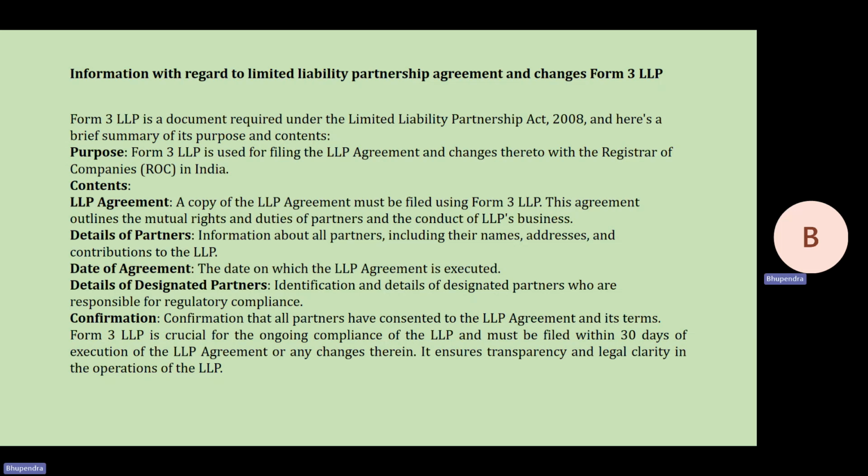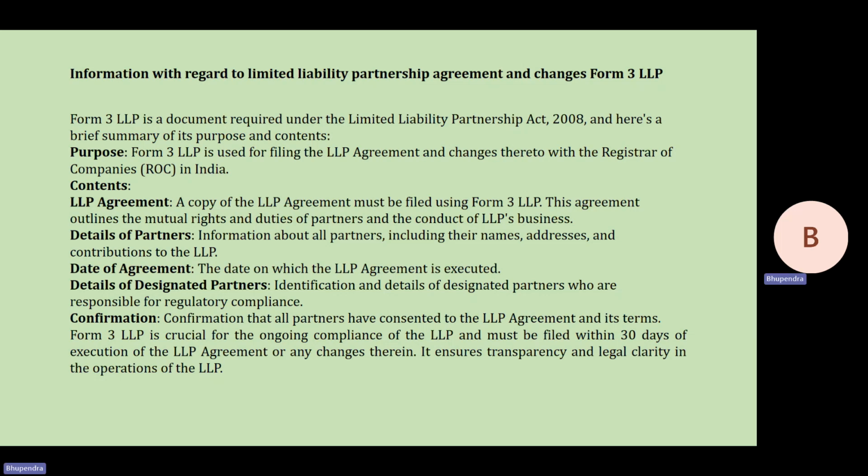Next is details of the partners: information about all the partners, including addresses and the contribution of the partners to the LLP. Date of agreement: the date on which the LLP agreement is executed. Details of the designated partners: identification and details of the designated partners who are responsible for regulatory compliance. Confirmation that all the partners have consented to the LLP agreement and its terms.